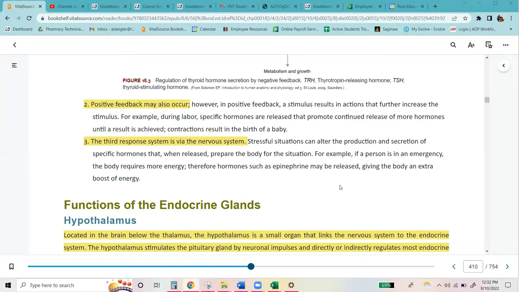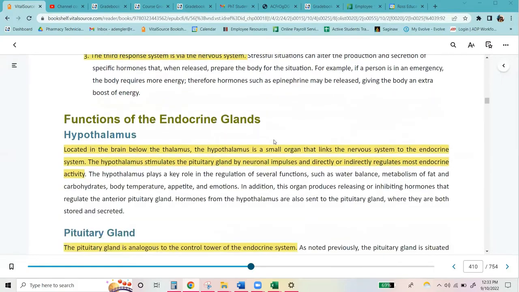Number three, the third response is via the nervous system. Stressful situations can alter the production and secretion of specific hormones that, when released, prepare the body for the situation. For example, if a person is in an emergency, the body requires more energy. Therefore, hormones such as epinephrine are released, giving the body an extra boost of energy.